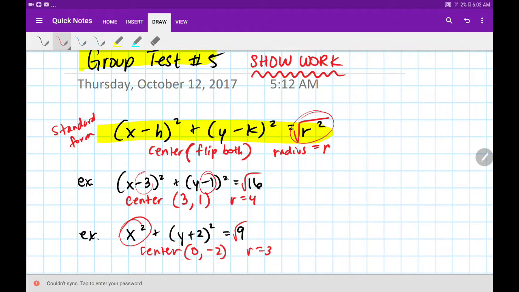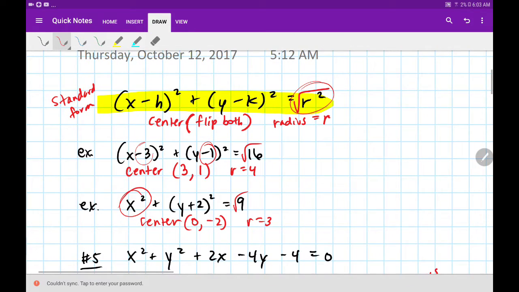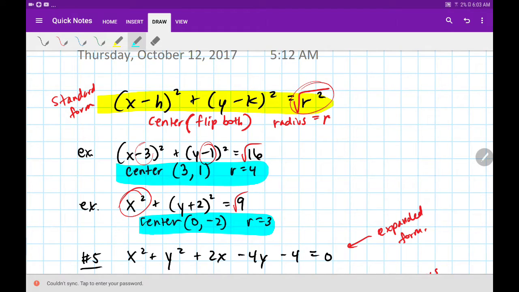Well, that's easy enough, but what happens when we get a problem like this? So we're not in standard form anymore. Now we're in expanded form. So in order to graph a circle, we need a center and a radius. We need a center and a radius. But from this form, we can't actually identify them.